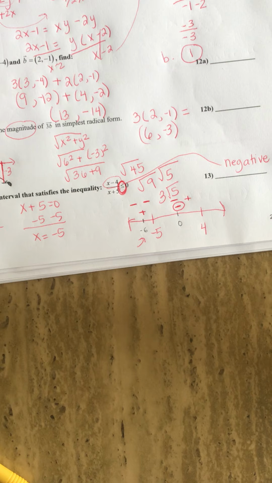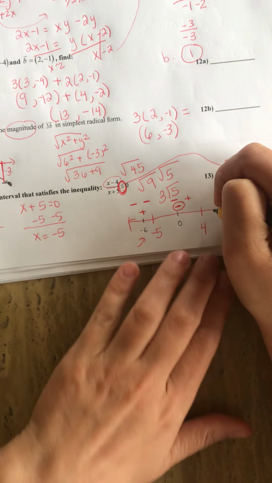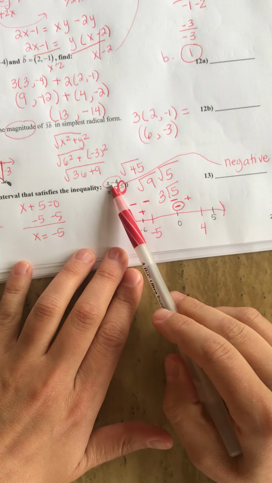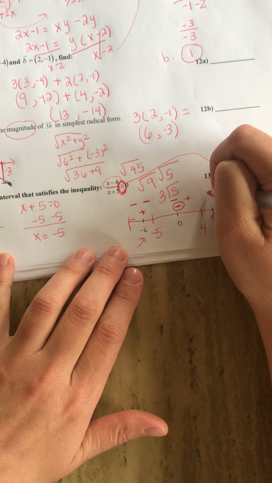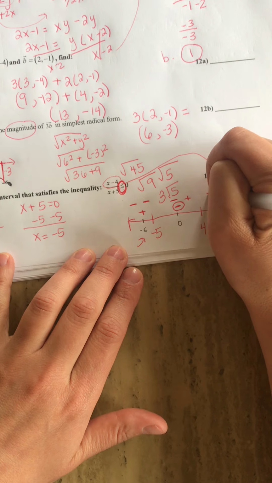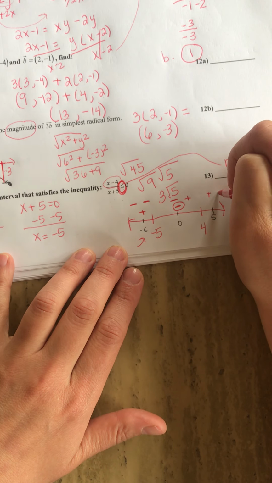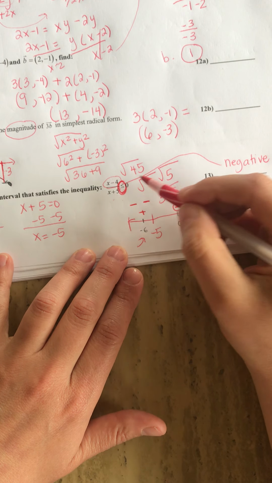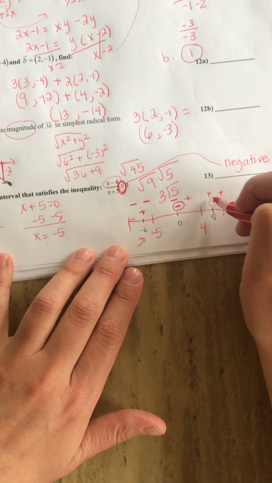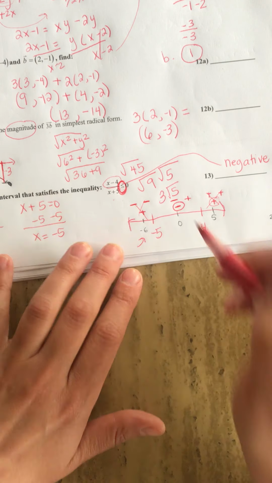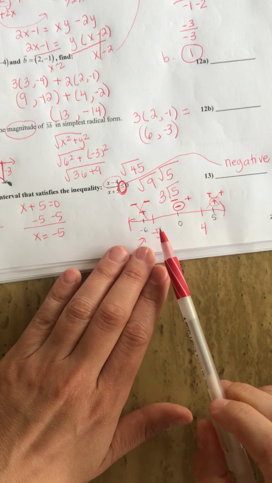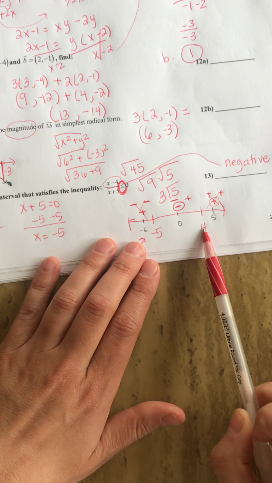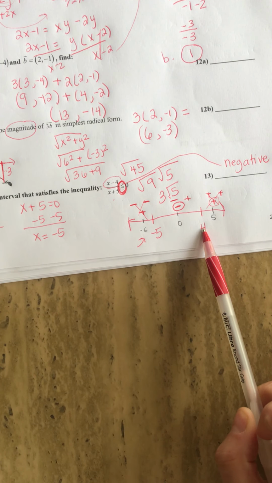And the next one that I'm going to do is I'm going to pick something greater than 4. I'll pick 5. 5 minus 4, that's going to give me a positive. 5 plus 5, that's 10, that's a positive. So a positive divided by a positive gives you a positive, so that does not satisfy. So what this is saying is any number between -5 and 4 will satisfy this equation.